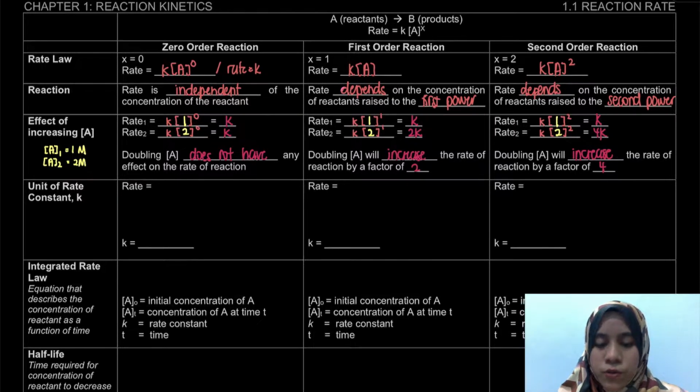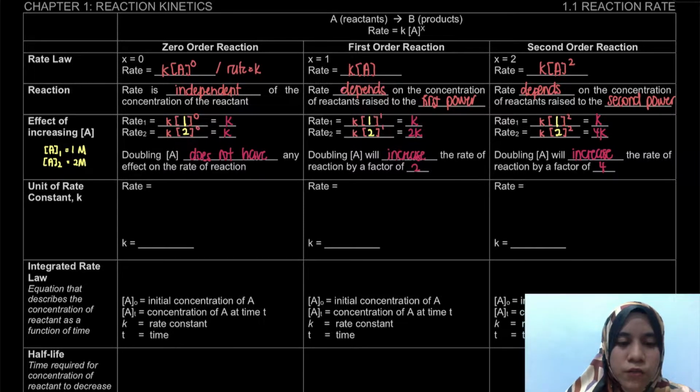Okay, so no worries. If you were unsure, later on we're going to do some exercises or examples where we do the past year questions together. Okay, next, what we're going to look at is the unit of the rate constant.